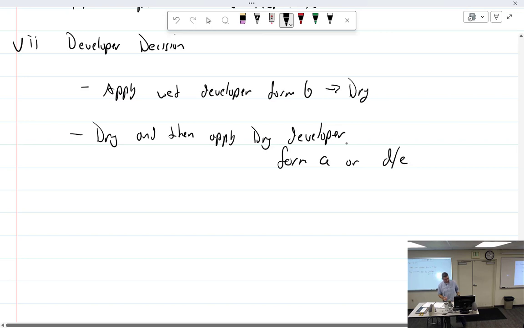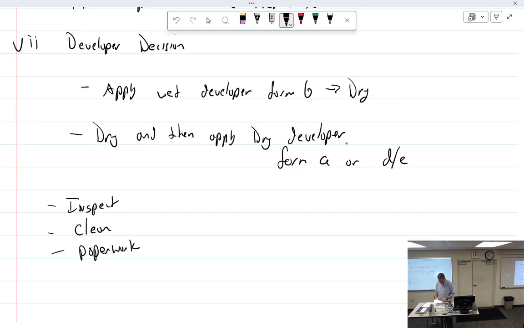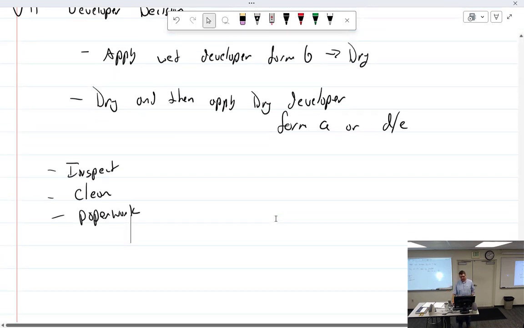Next, inspect. Then determine what the part is, do all that, and then clean, and then paperwork. Well, then inspect and clean. Wouldn't it be, well, then inspect, then clean? Yes. I just abbreviated.